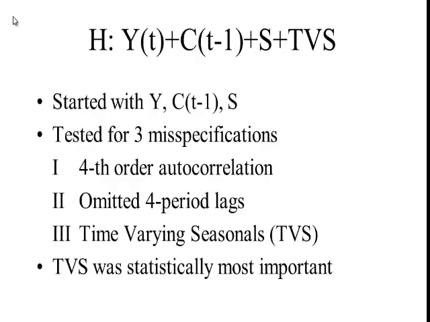Okay, so the three different models are here. There's the Henry model. The Henry model has consumption based on current income, last period's consumption, plus seasonal variables, plus time varying seasonals. So this is the Henry model.